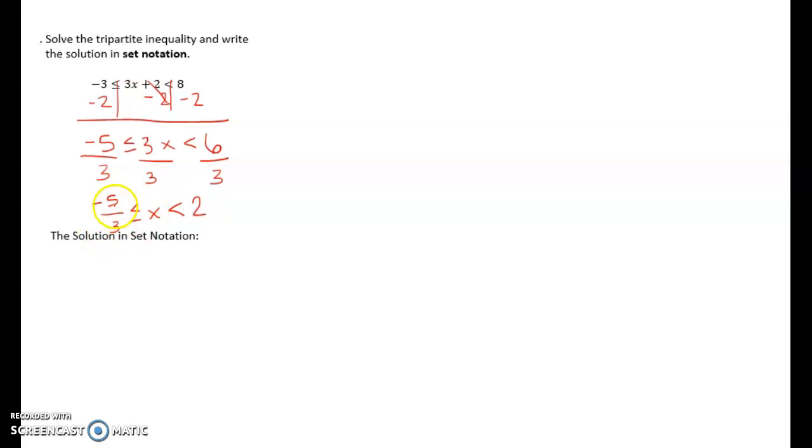In this case, I would just leave it as negative 5/3 because it'll be a repeating decimal. So this is what I would leave for your answer.